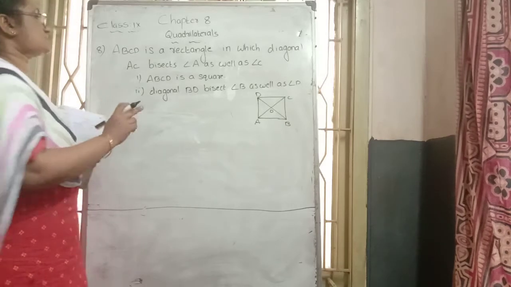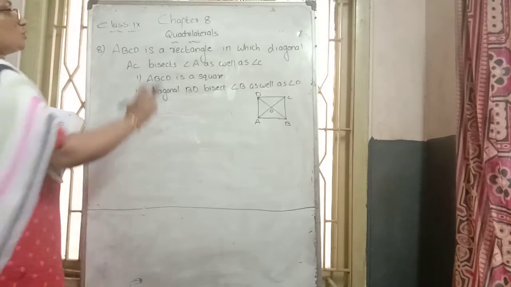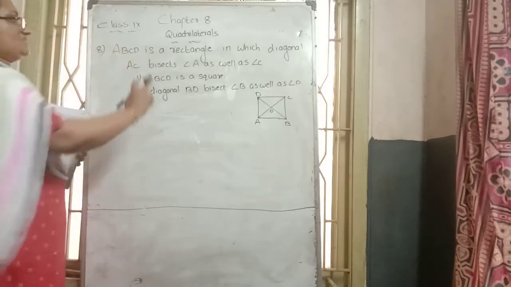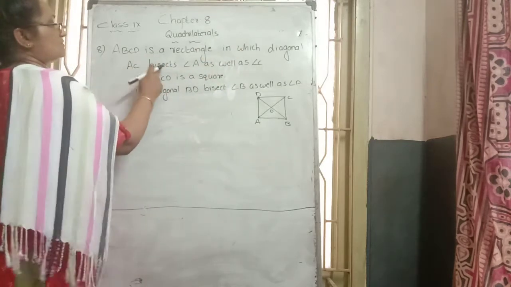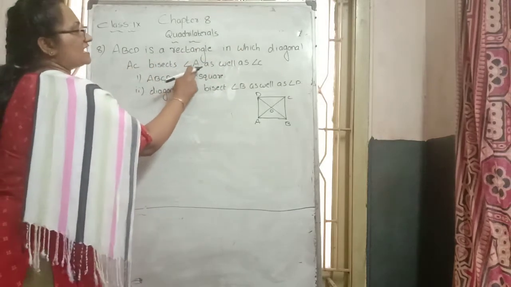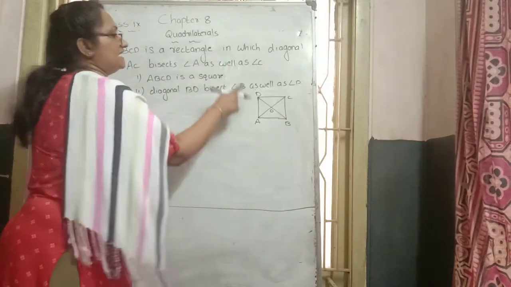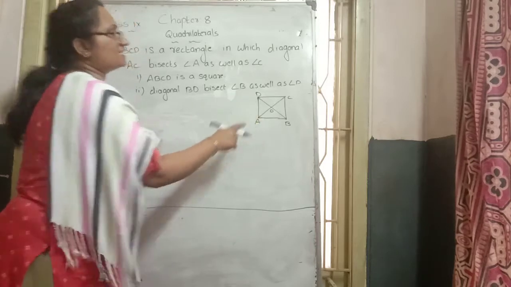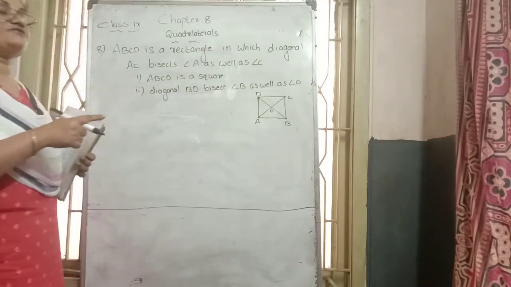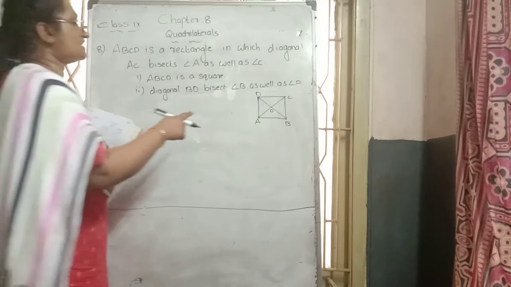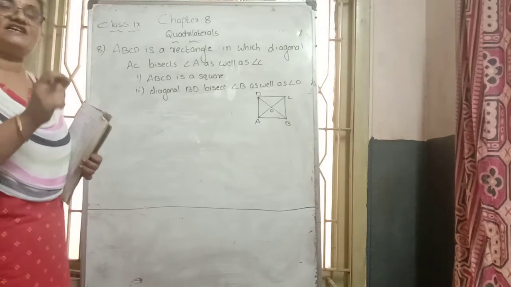Hi students, now we are going to discuss Chapter 8, Quadrilaterals. ABCD is a rectangle in which diagonal AC bisects angle A as well as angle C. They have given that diagonal AC cuts angle A, and in the same way angle C also. Then what we want to prove is that ABCD quadrilateral is a square.